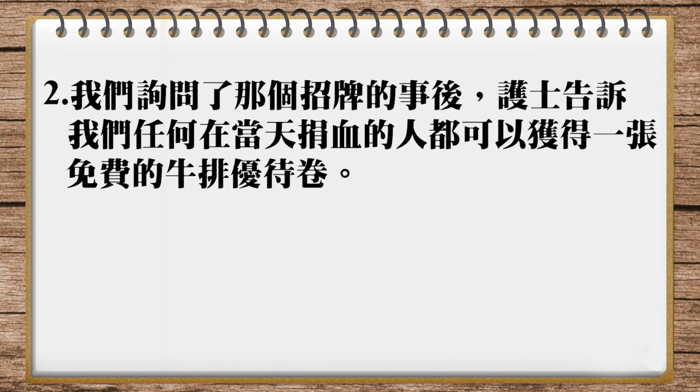And the difference between coupon and voucher is not really that clear, but a voucher is a 兑换券. You can exchange it for something else. Coupon 有时候只是减价而已，它不是全部免费的。So coupon 可能是比较 general, 比较 flexible 一点。Voucher 就是兑换。Let's listen again. When we asked about the sign, the nurse told us that everybody who donated blood that day would receive a voucher for a free steak.